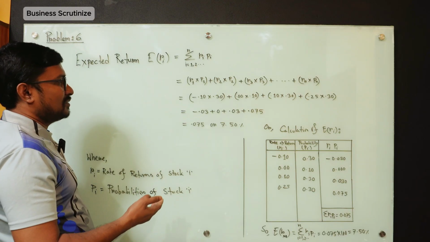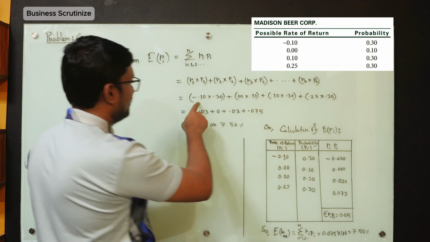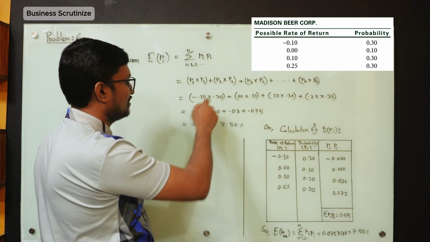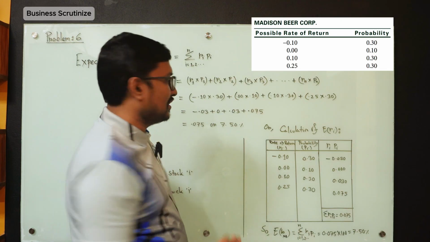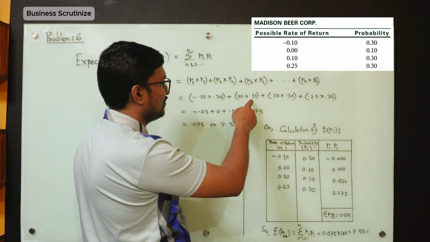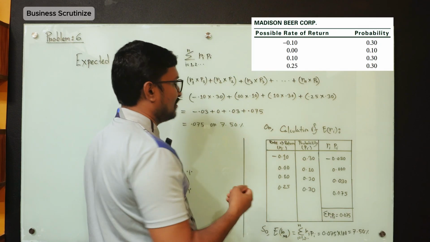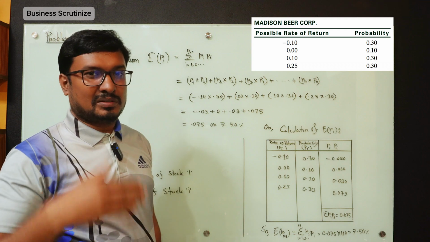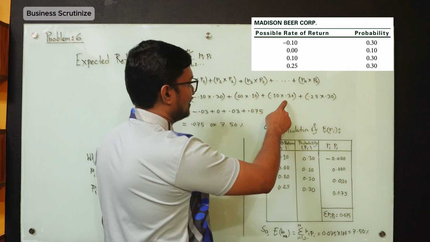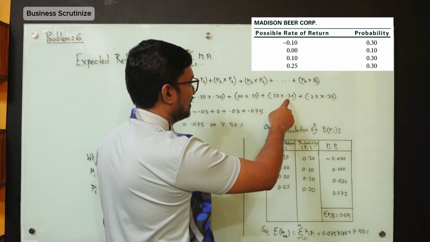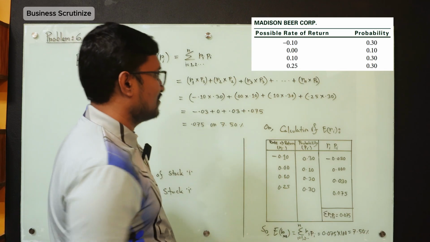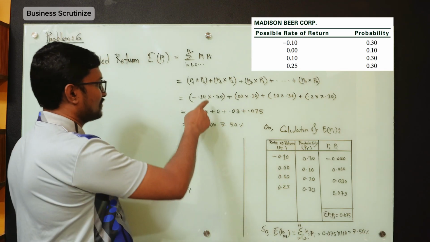To compute, we have to just input data from the problem. So here the first return is minus 0.1, which should be multiplied with the first probability, 0.3. You have seen in the problem, the second return is nil or 0, and the probability is 0.1, and always remember that probabilities should altogether sum to 1 or 100%. So the next return is 0.1, and the probability we have seen is 0.3, and lastly the return is 0.25 and the probability is 0.3.